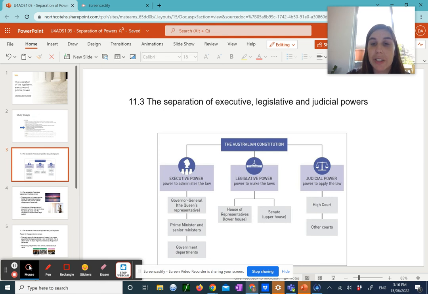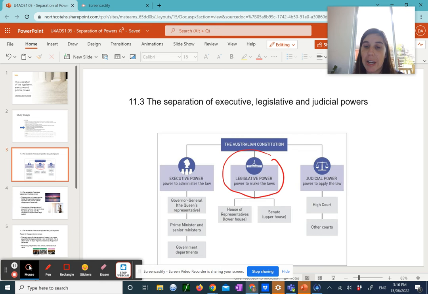Then we have legislative power, which is the power to make the laws. So we know that we have a bicameral system, and within that we have the House of Reps, who usually introduces the laws, and the Senate, who checks those laws before they're passed into legislation, so a bill to legislation.